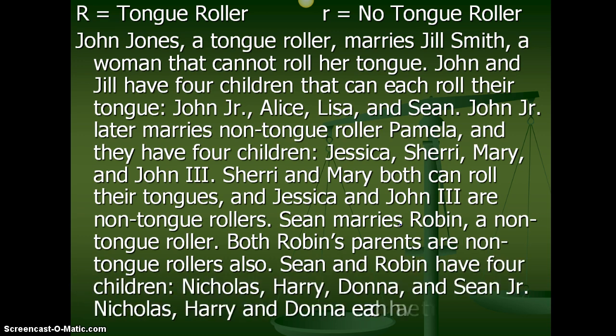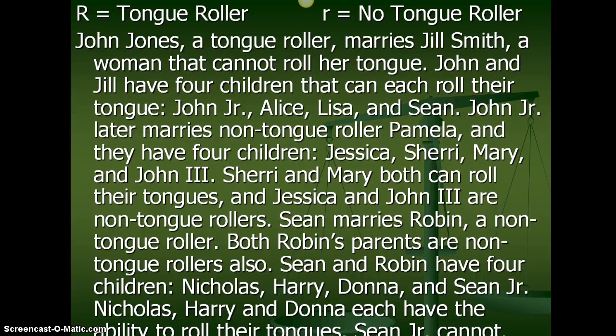John Jr. later marries a non-tongue roller, Pamela, and they have 4 children, Jessica, Sherry, Mary, and John III. Sherry and Mary both can roll their tongues, and Jessica and John III are non-tongue rollers. Sean marries Robin, a non-tongue roller. Both Robin's parents are non-tongue rollers also. Sean and Robin have 4 children, Nicholas, Harry, Donna, and Sean Jr. Nicholas, Harry, and Donna each have the ability to roll their tongues. Sean Jr. cannot.